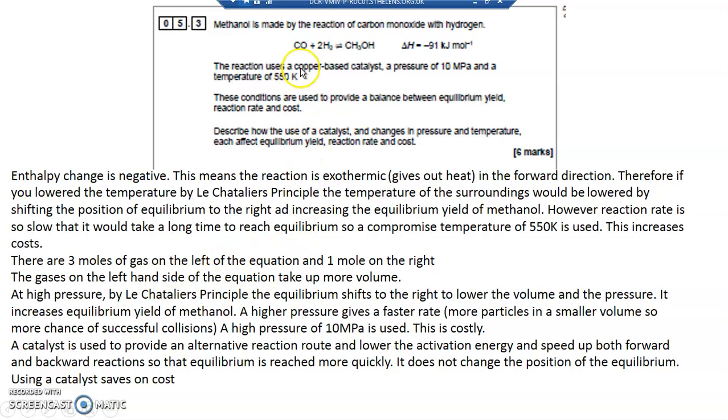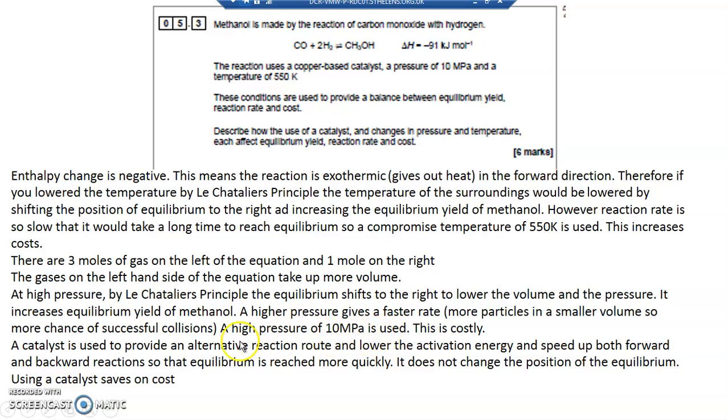So the gas on the left-hand side take up more room, so they've got a higher volume of the gases on the left-hand side. So at high pressure, by Le Chatelier's principle, the equilibrium will shift to the right to lower the pressure and take 3 moles of gas down into 1 mole of gas, because the volume's reduced and therefore the pressure's reduced. And so you can get a greater equilibrium yield, more methanol in other words. So a higher pressure gives a faster rate, more particles in a smaller volume, so more chance of successful collisions, and also a greater yield of methanol as the equilibrium shifts to the right hand side. Therefore a very high pressure, 10 megapascals, is used, and that's going to be costly.